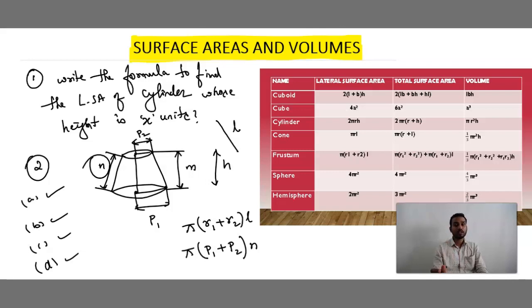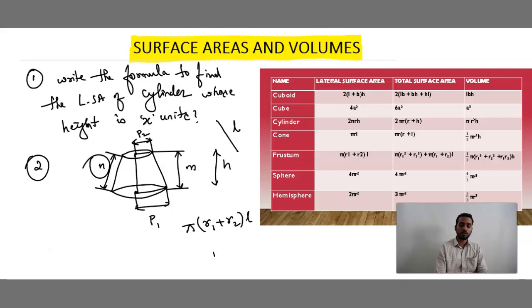Sometimes directly they can ask you to write the formula of any of this, or else they may give you topics like this and interchange some values. They will try to interchange and ask you. This is question number 2. Now the third question, what is the way the question can be asked?